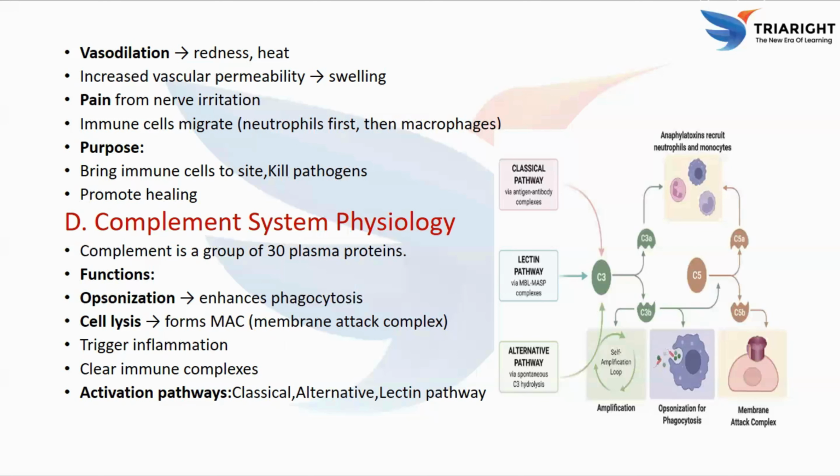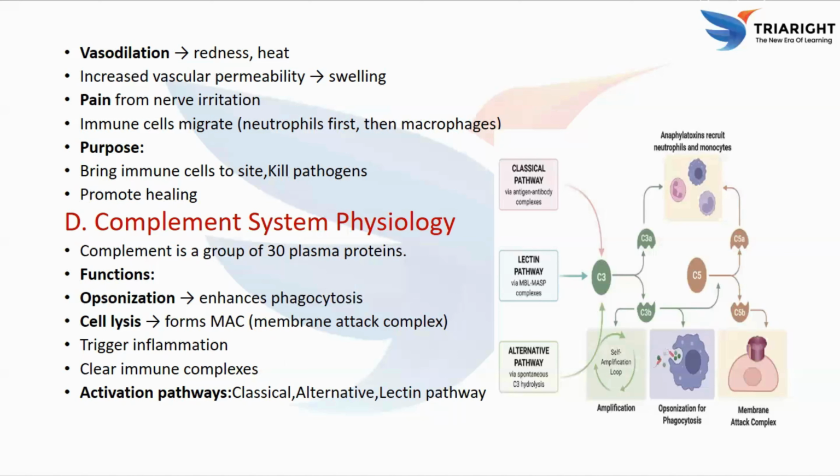There are three different pathways, but all lead to the activation of C3, then C5, then the membrane attack complex. The first pathway is the classical pathway, which is activated by antigen-antibody complexes, usually by IgG or IgM. This is used when the adaptive immune system is already responding.